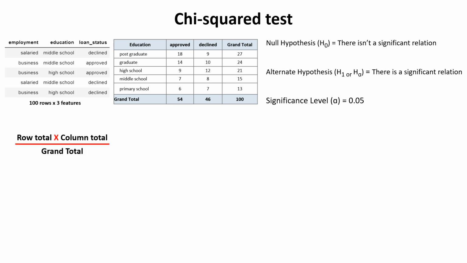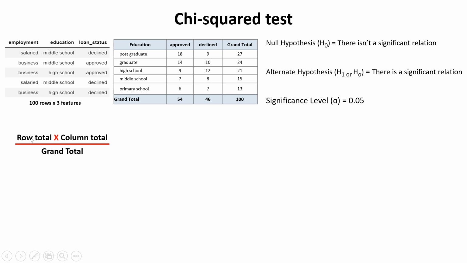Now, first of all, when we are proceeding with calculating the chi-square, we need to have an expected value for this observed value. This table which you are seeing, this is observed values or observed table. We need to create another table which is having the expected value. Expected value is nothing but the probability of something happening. For example, what is the probability that 18 postgraduates will be approved?